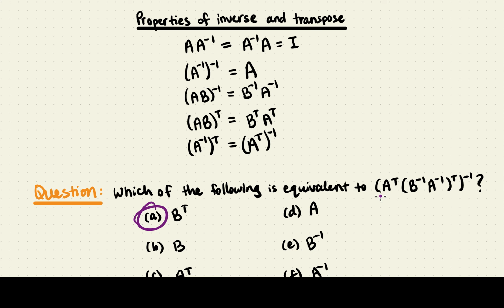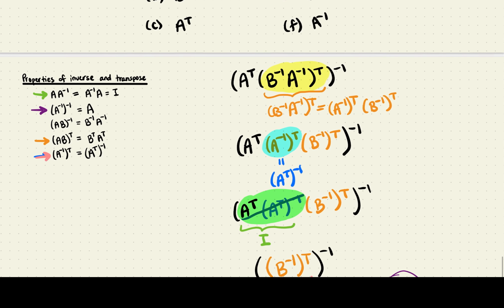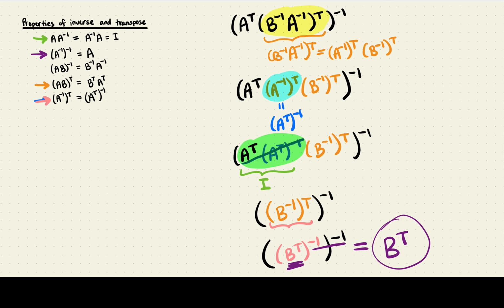Now we just saw that this whole complicated mess is equal to just B transpose. So I'll scroll down again so you can see how we found that quantity. And hopefully that answers any questions you had about how the transpose and the inverse interact with each other. Let me know if you have any further questions.